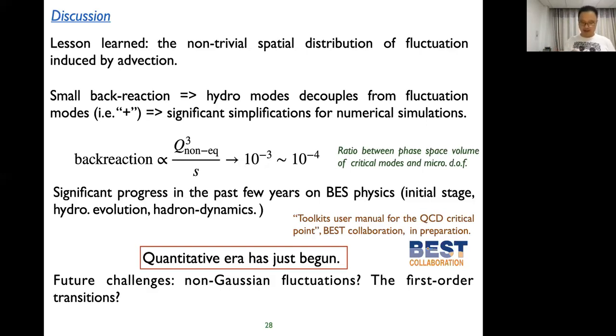This is our tentative title, and hopefully this will be put out at the end of this year. So in summary, the quantitative era on the study of the BES physics, in particular on the search for the QCD critical point, has just begun, because 5 years before, I don't think we had the quantitative tools, but now we almost have the tools ready. And definitely there are future challenges, such as the dynamics of the non-Gaussian fluctuations, and also the question about the first order transitions. All of them are very interesting and contain rich physics.